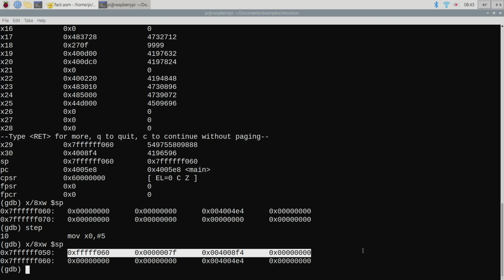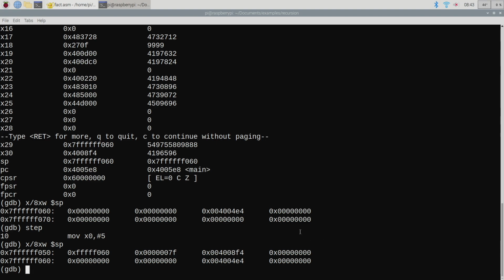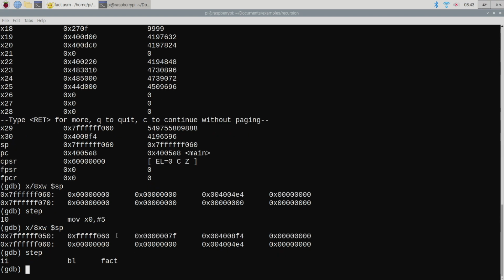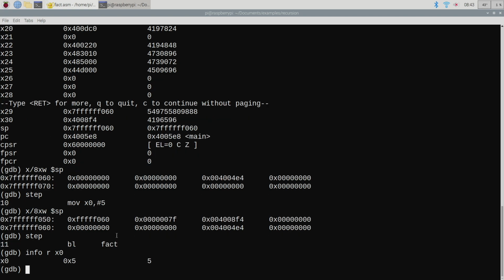Okay, and that's going to become important in a moment. All right, so let's step through this and see what happens. Okay, so what's the next instruction that's going to get executed? I haven't executed it yet. Just going to put the number 5 in x0. And there it is. Okay, I'm about to branch and link to factorial.